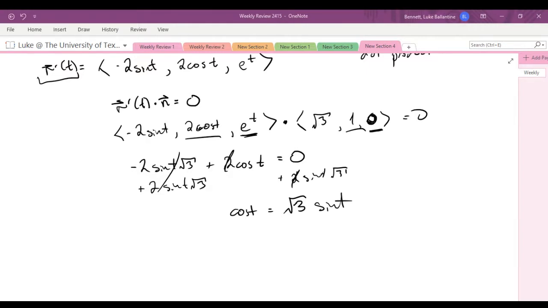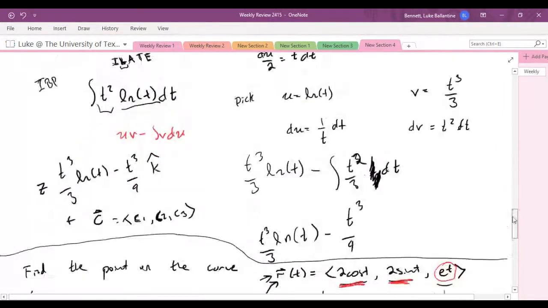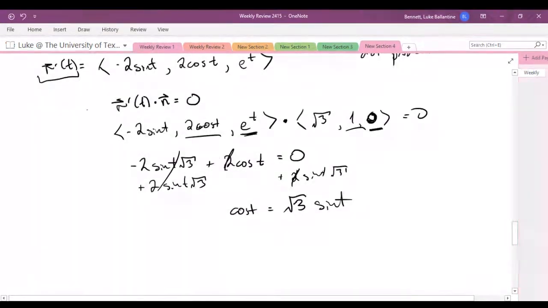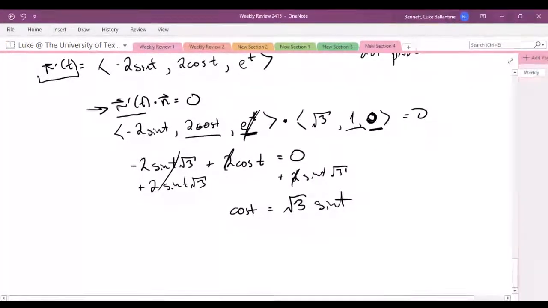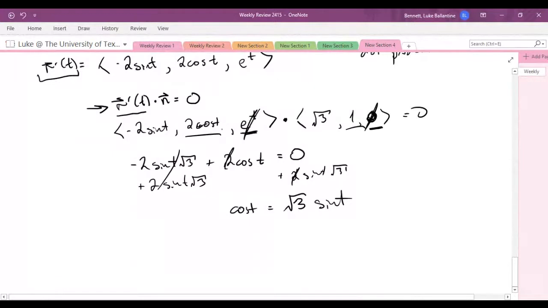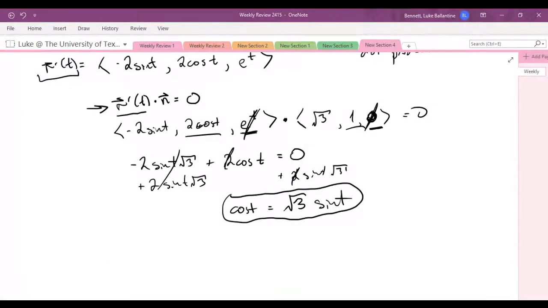I don't know where you guys left off, but we were solving this dot product equation equals 0. The derivative r prime of t dot the normal vector, and then the e to the t cancels with the 0, and then we get 2 cosine t minus 2 square root of 3 sine t. And now we're just solving for t. We come to this equation: cosine t equals square root of 3 sine t.